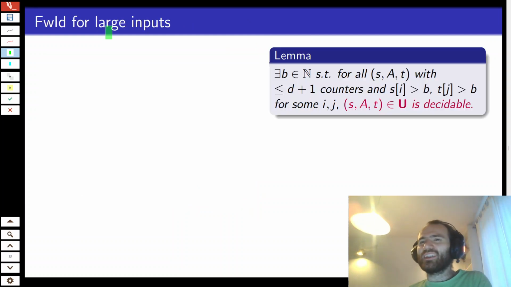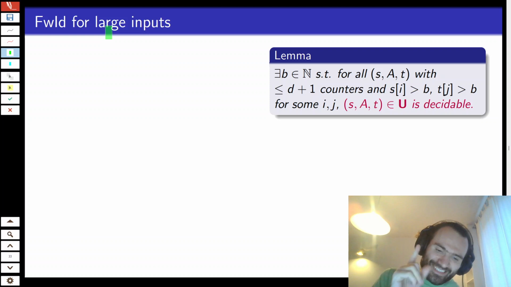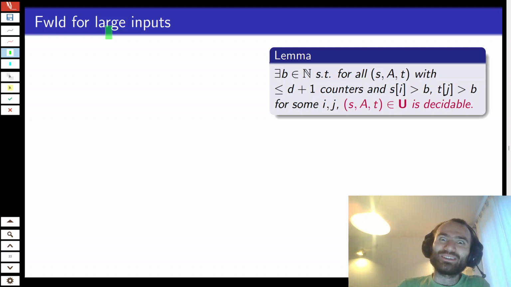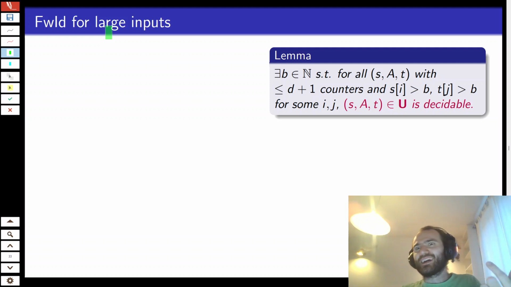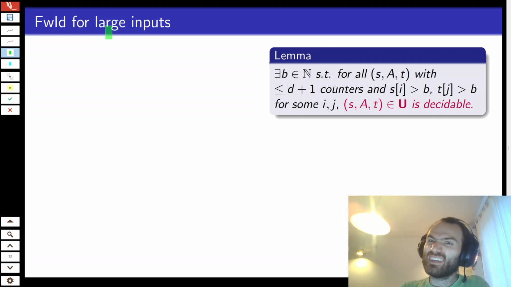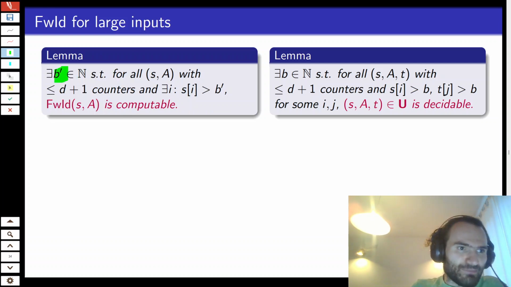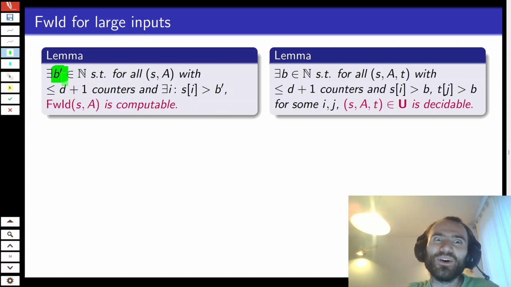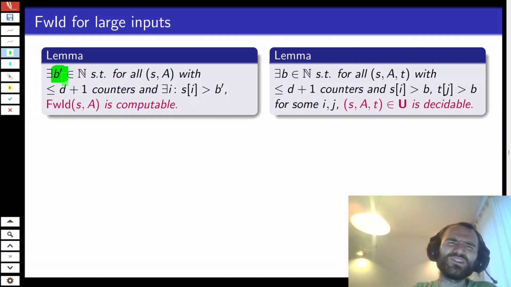Okay, so let's again move the lemma that we now have to the right-hand side. So now we have a lemma that tells us that if you have d plus 1 counters, this was the important jump to d plus 1 counters, and some counter is large in the input and in the output, then you can decide membership in U. Okay, but what we actually want to do is the following, right? We want to bound B prime such that for all S, A with at most d plus 1 counters, and one of these counters is large, we want to compute forward ID.